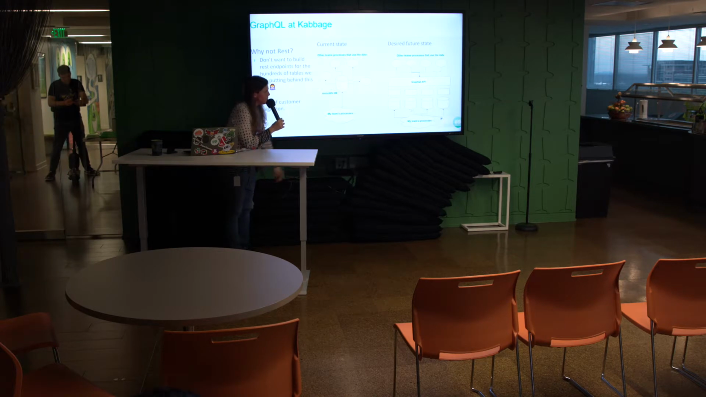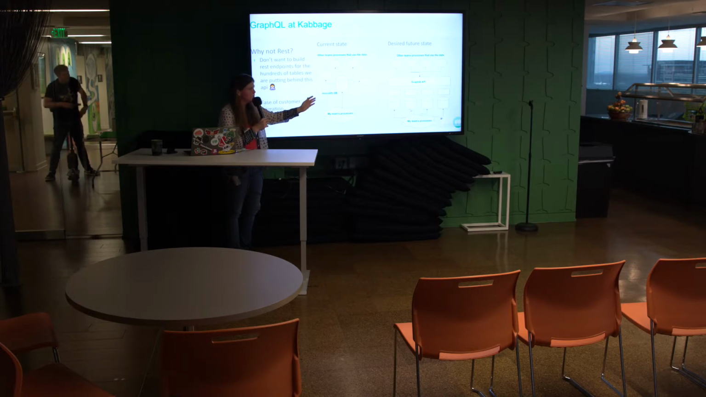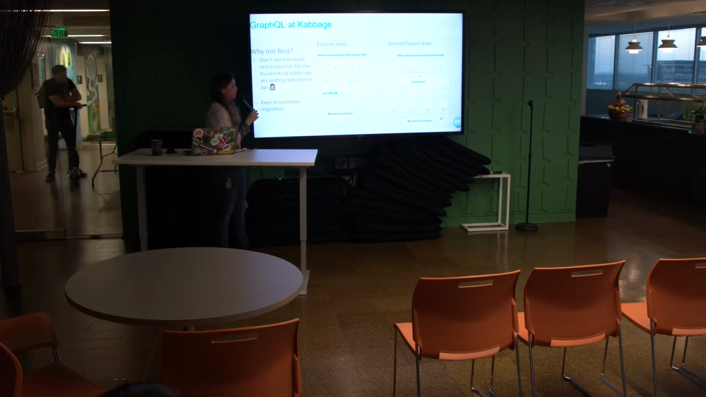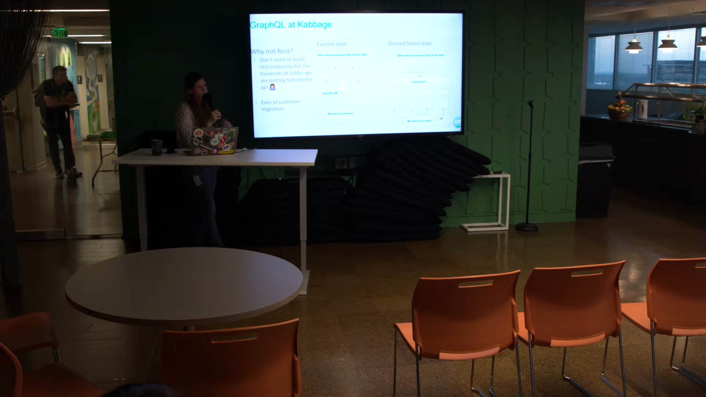But what we want to move to is a more microservice architecture. To do that, first we have to put an API in front of this database so that we can break it up into more domain-specific microservices with their own databases. This database has hundreds of tables. That's a lot of REST endpoints, and I don't want to write all of those. So we're using GraphQL instead so that our customers can have the flexibility of a SQL-like syntax and we don't have to write a million endpoints to serve all of those needs. Ease of customer migration.